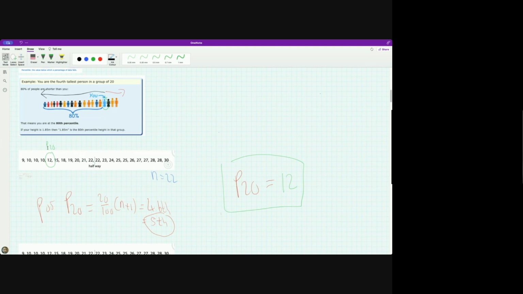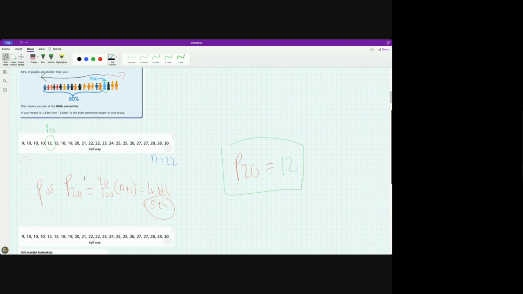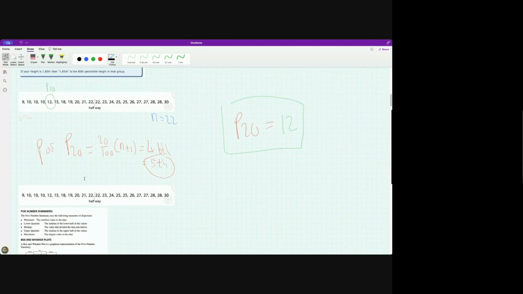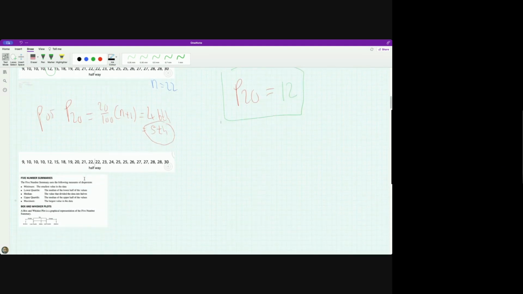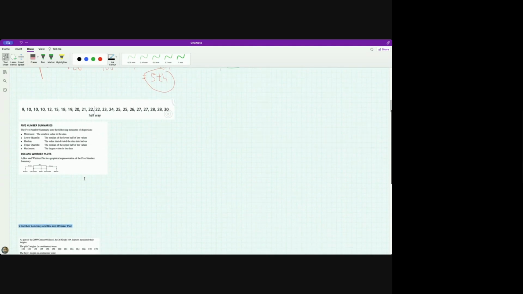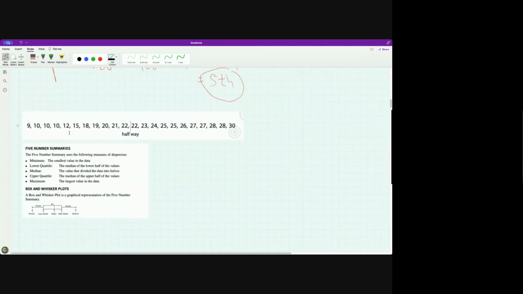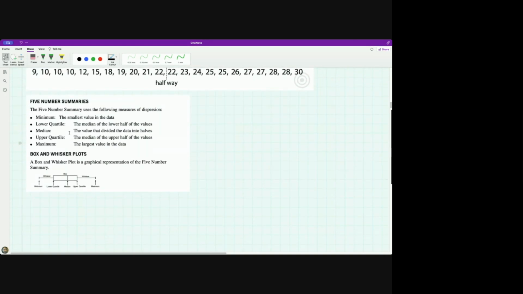All right, everyone, I think we are ready to move on from that. Okay, so what about the next part of today? Well, the next part of today's lesson is all about something called the 5-number summary and the box and whisker plot.